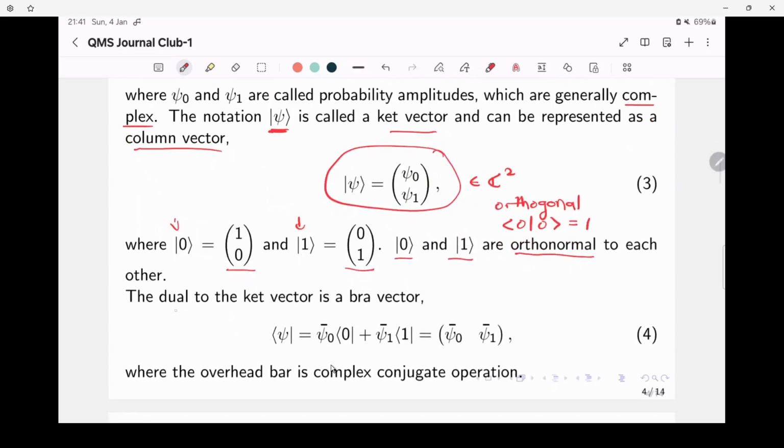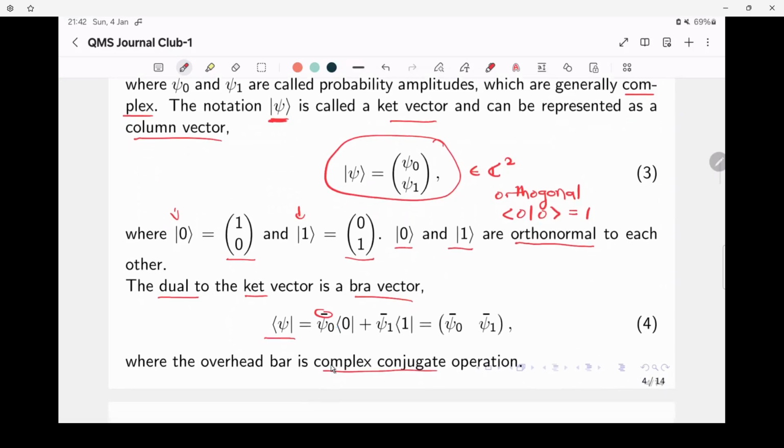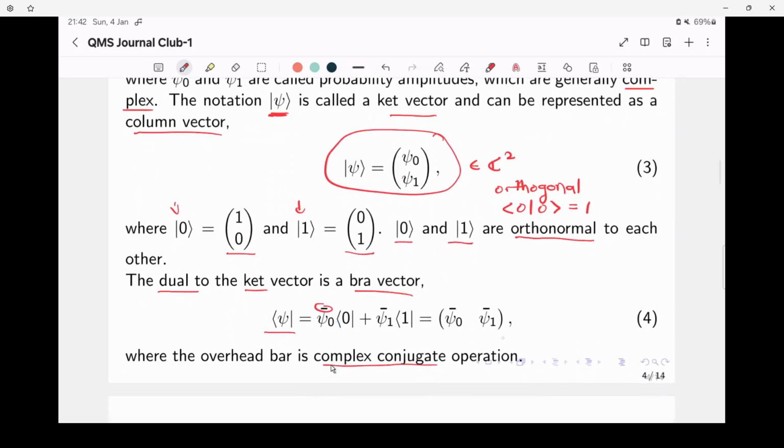We also have what we call the dual vector to the ket, and we call that a bra vector. The bra vector is denoted by something like this. Over here, the bar represents the complex conjugate operation, and you can see that the matrix representation is basically a row vector. So the bra for 0 would be a row vector like this, and the bra for 1 will be a row vector like this.